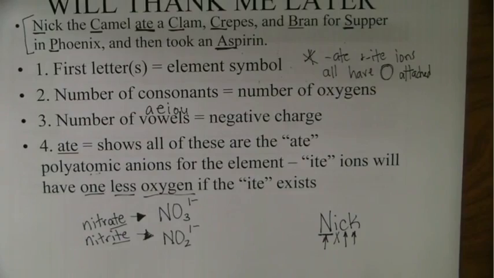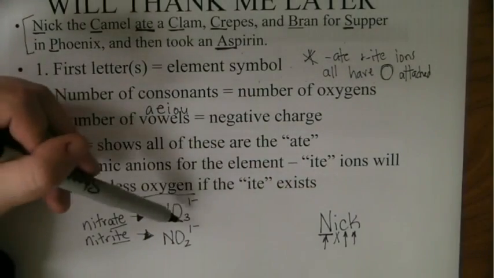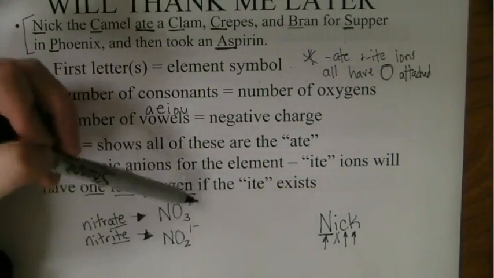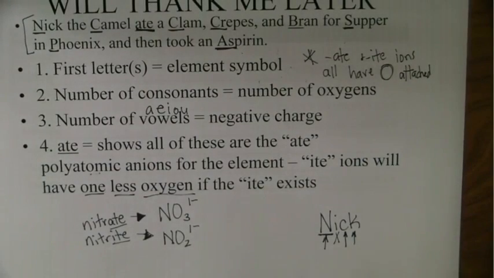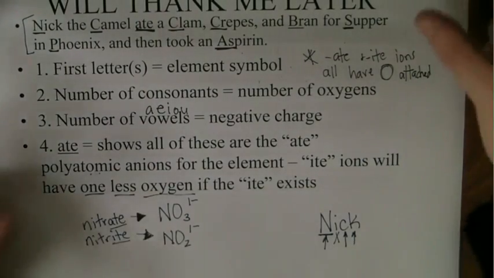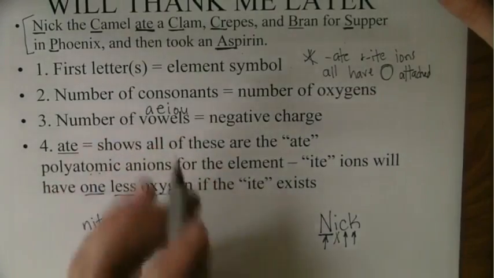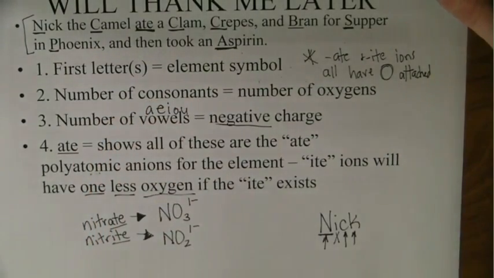Hopefully you are with me. Okay, so the number of consonants tells you the number of oxygens. The number of vowels tells you the negative charge. It's always a negative charge because almost all of our polyatomic ions are negative. So this is always a negative charge, which is why I had you write that down right there.